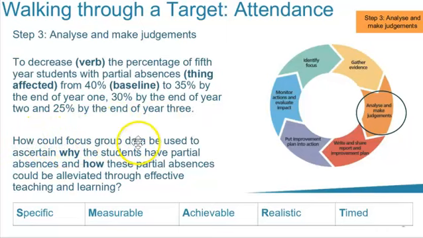How could focus group data be used to ascertain why the students have partial absences and how these partial absences could be alleviated through effective teaching and learning? So again, a reminder that our targets need to be SMART, they need to be specific, measurable, achievable, realistic, timed.